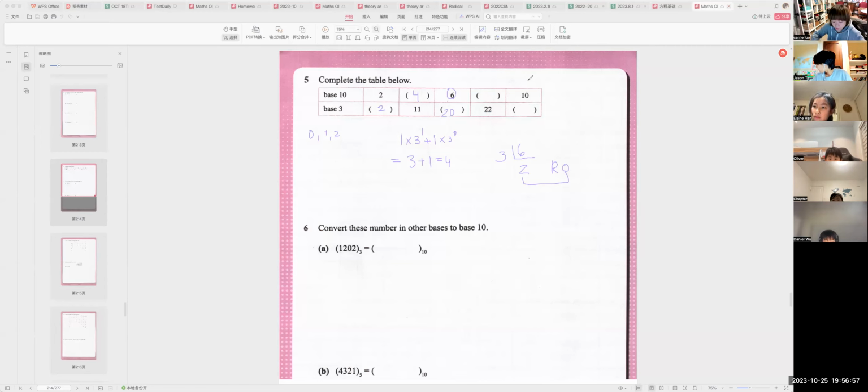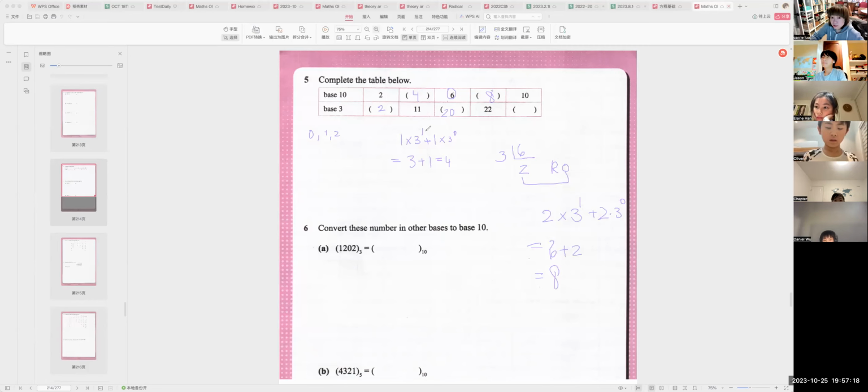Okay, so let's take a look at this one. Base 2, how to go back to base 10? So 2 times 3 to the power 1 plus 2 times 3 to the power 0, correct? So it's 2 times 3 equals 6, plus 2 equals 8. So it's base 8, correct, everybody?